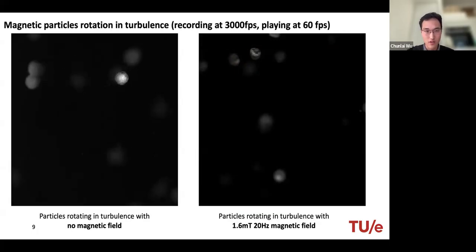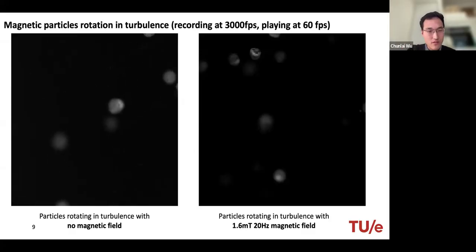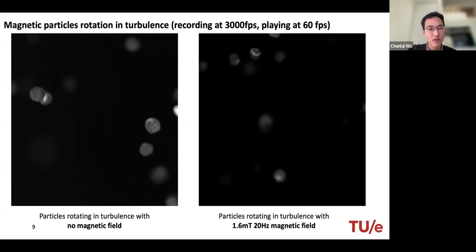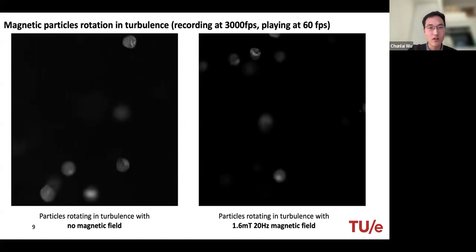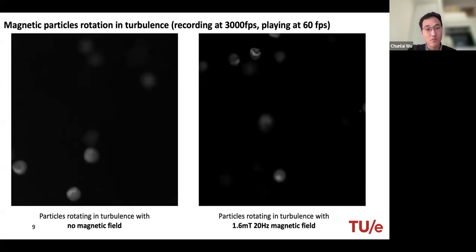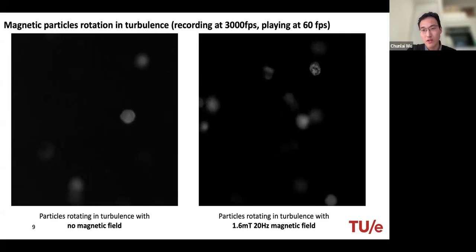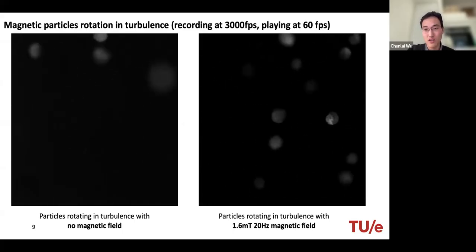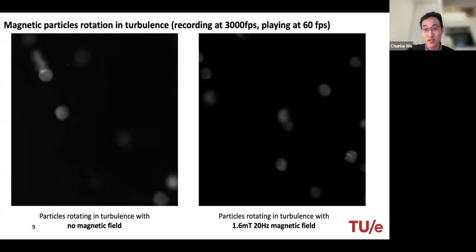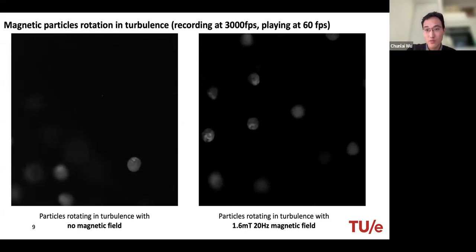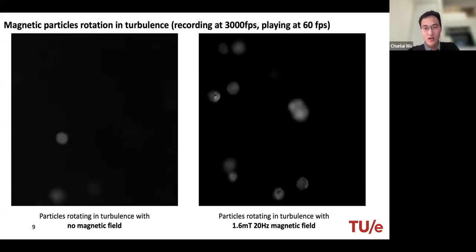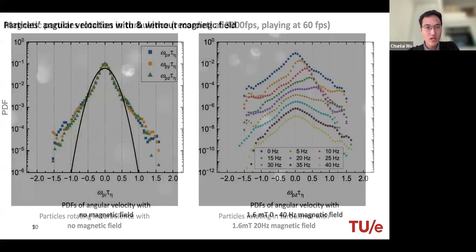So we can go to the real experiments. First of all, there is only turbulence. There is no magnetic field. We can see that those particles are just randomly moving around. They seldom rotate. They just sometimes shake. And then once we turn on the magnetic field, we can see that most of those particles immediately start to rotate in basically the same direction. So this direction must be the direction of the magnetic field rotation.